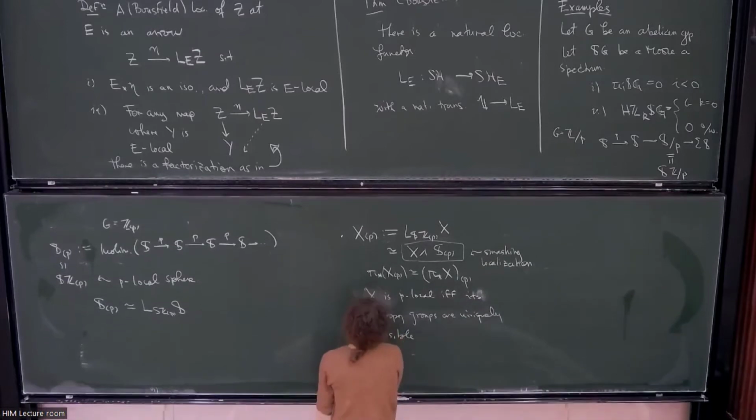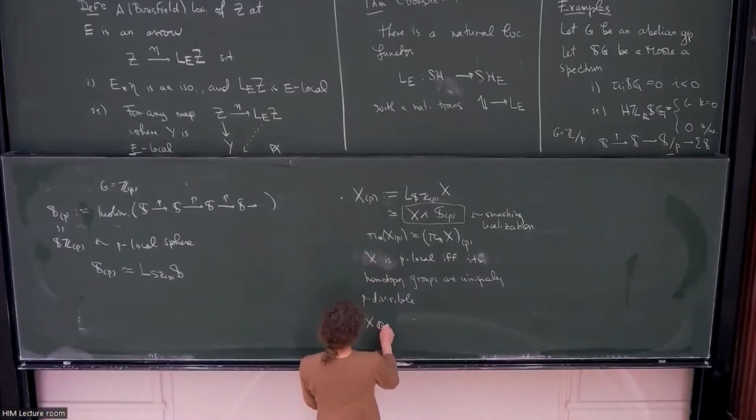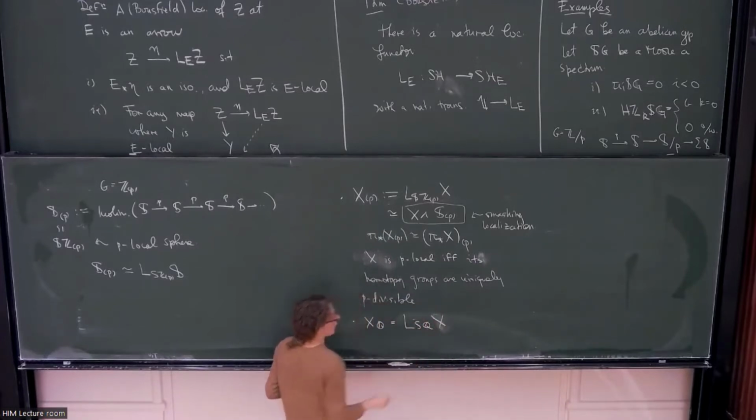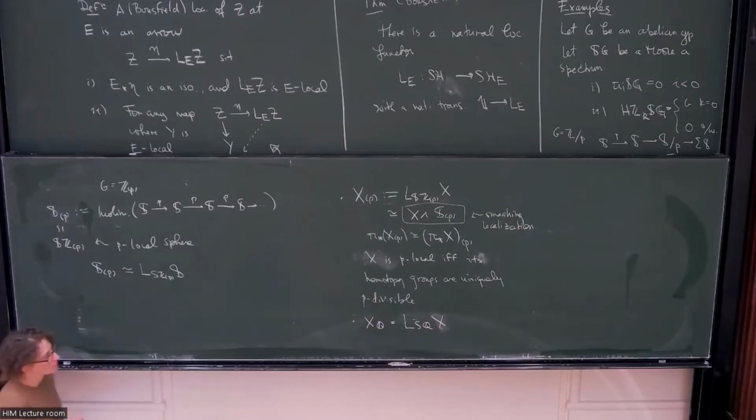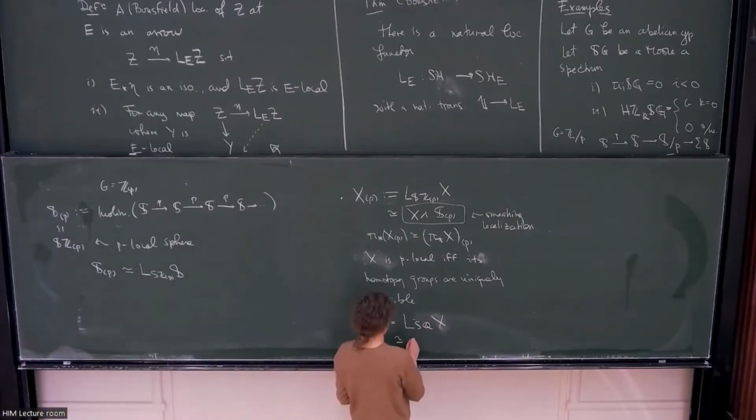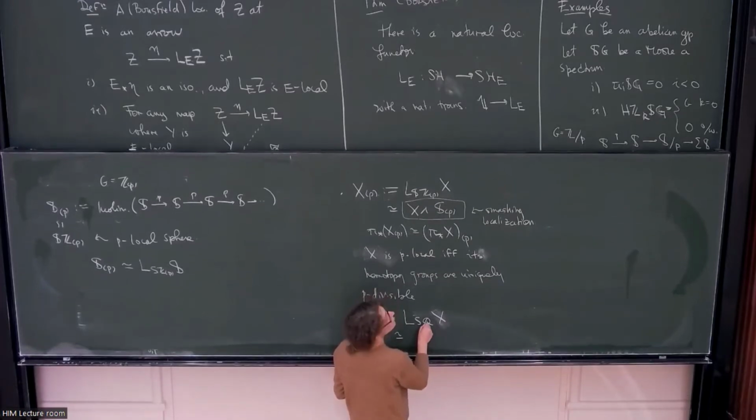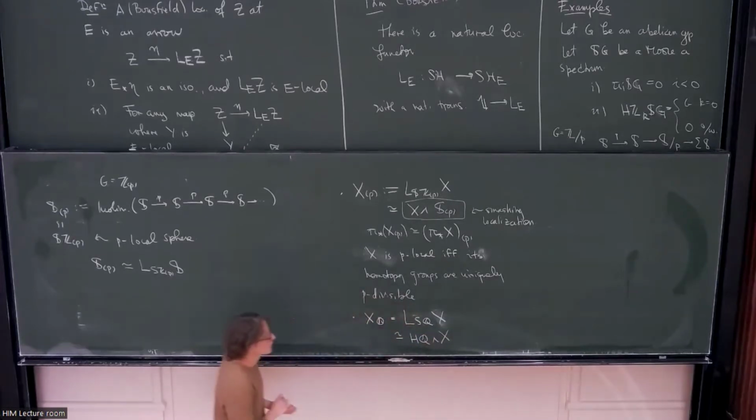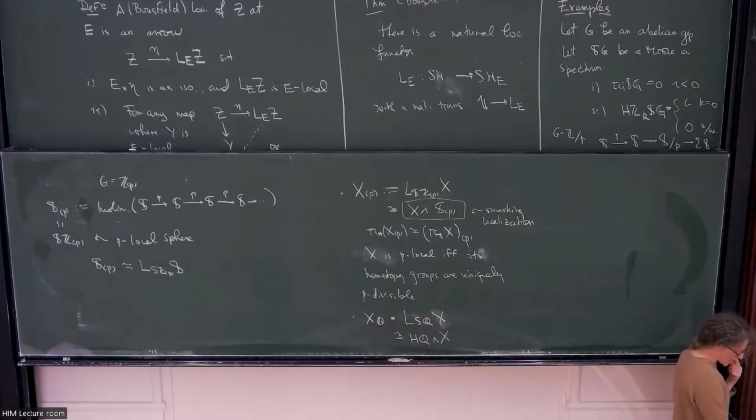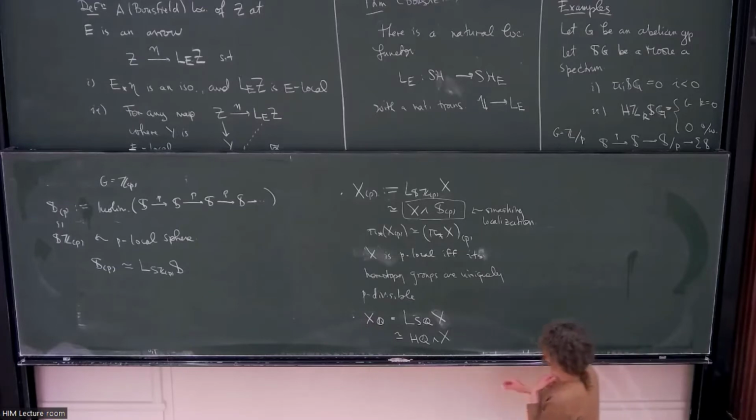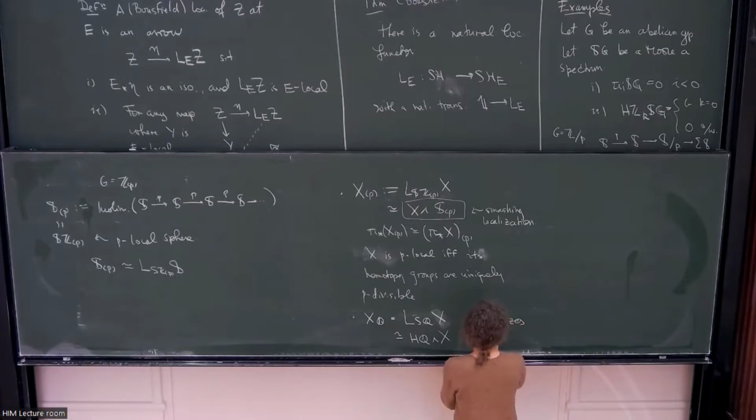Similarly, X sub Q is common notation for the localization of X at the rational Moore spectrum. This is also smashing, and it turns out that you can just smash with the rational Bernoulli spectrum. And what does this do to homotopy? It rationalizes homotopy groups.